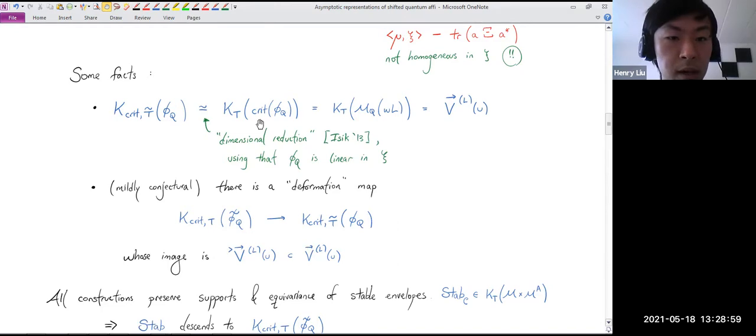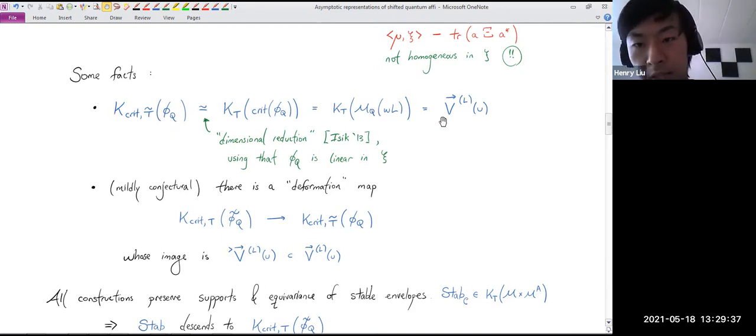Here, to identify the critical K-theory of phi with the usual K-theory of the critical locus requires knowing that the critical function is of a very particular form, namely that it's linear in this psi. This is a dimensional reduction result due to, I'm not sure how to pronounce his name, Isaac. And so the critical locus of the original potential is exactly just the Nakajima quiver variety. So we see that in the end, if we take the critical K-theory with respect to the enlarged T of the original potential, we just get these length L chains of quiver representations.